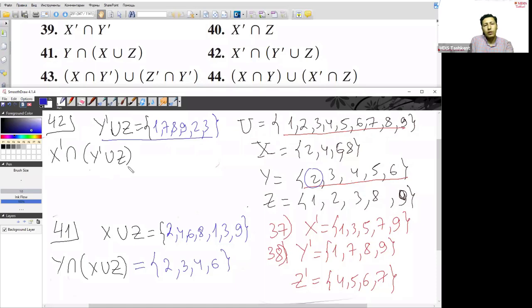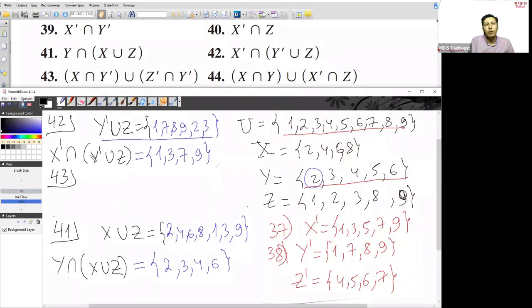So this one is here and x complement is here. So it's between these two sets, and we have to find what? Common elements. It is the intersection between them. So common elements are in x complement: 1, 3, 5 we don't have, 7, 9. Question 43.